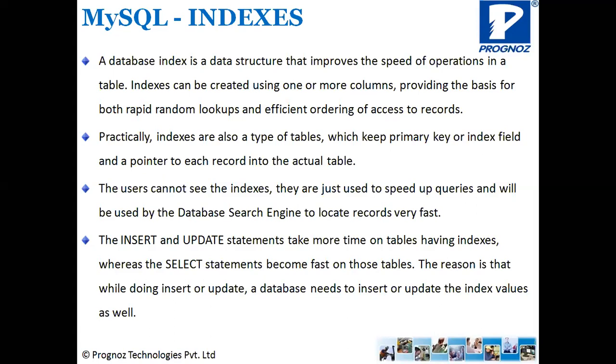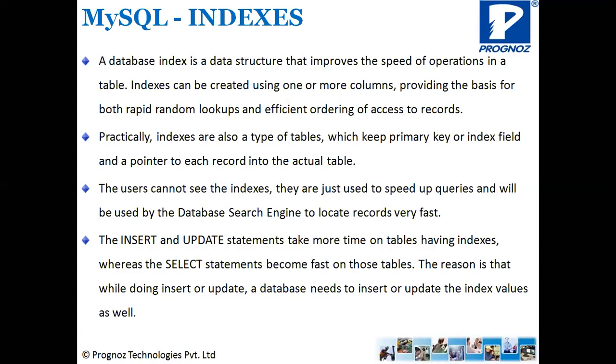So practically these indexes are also a type of table which keeps the primary key or index field and a pointer to the record in the actual table. Okay, so just like I said, this is a special type of lookup table which keeps the indexing and the whole table data. Means it will have an internal structure like two columns. The first column will keep the index and the second column will keep the complete record, like a row.